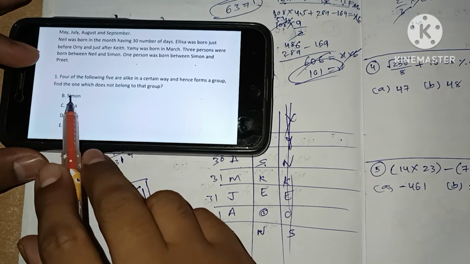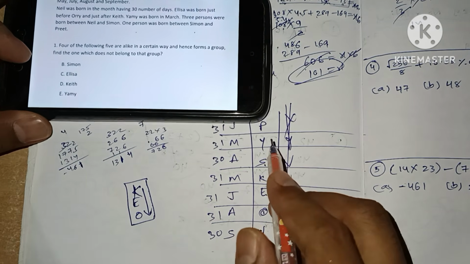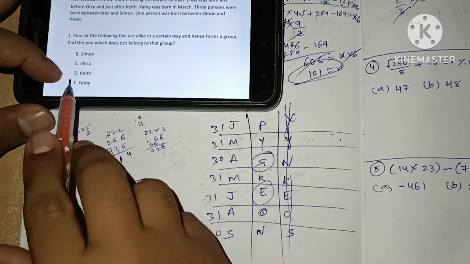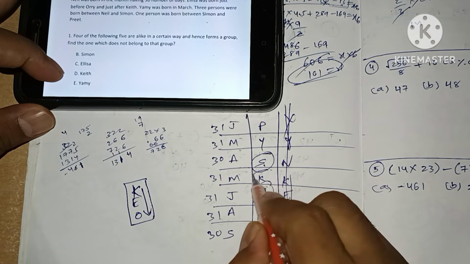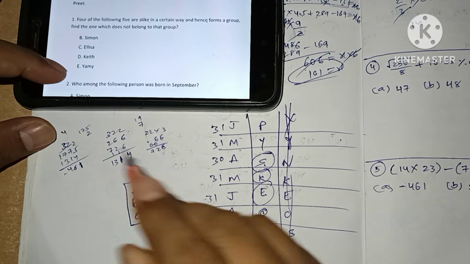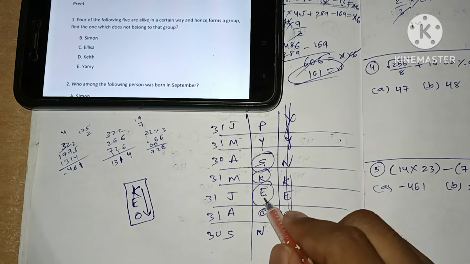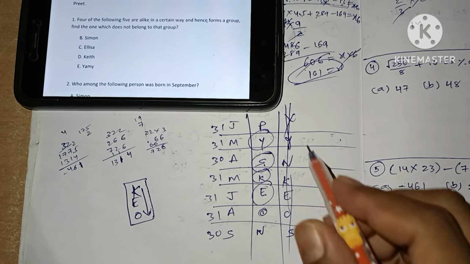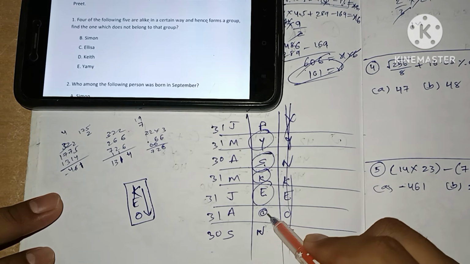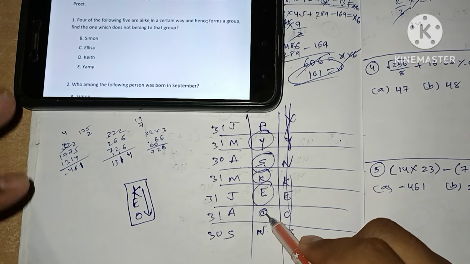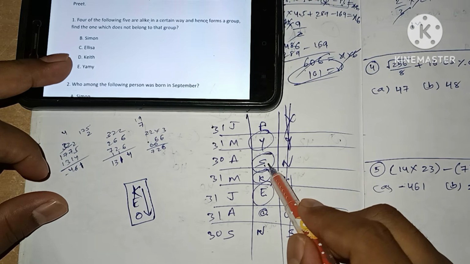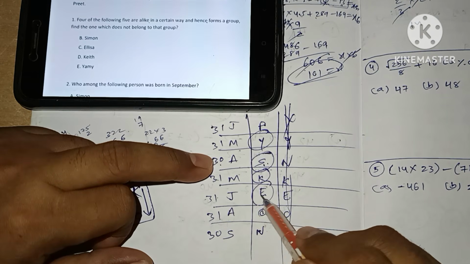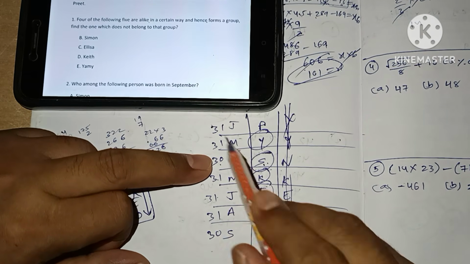Four of the five are alike. So let's see the questions. Simon, Elisa, and Keith, Yemi. Here option A is missing. The option A must be either Preet or Ori. Then the answer for this question is Simon, which has only 30 days, but remaining all persons have 31 days a month. So option B is our answer.